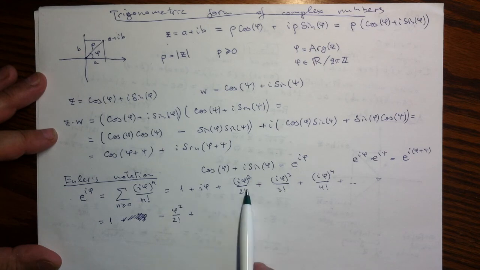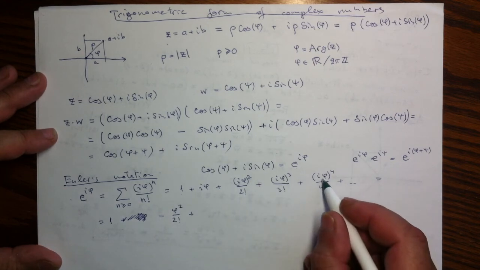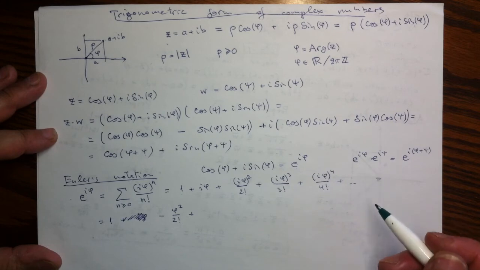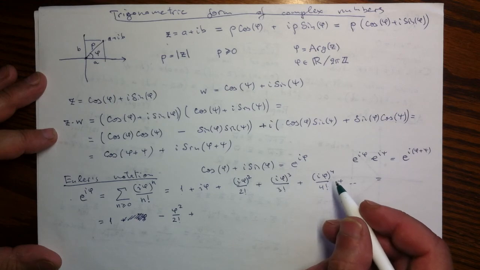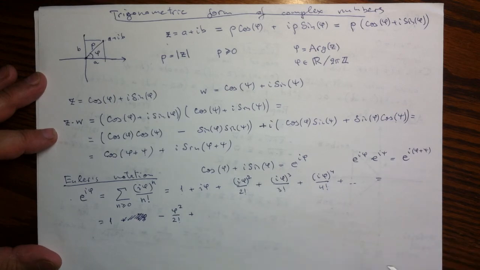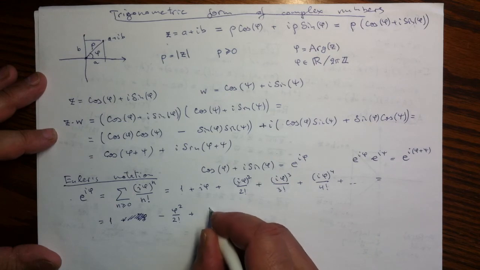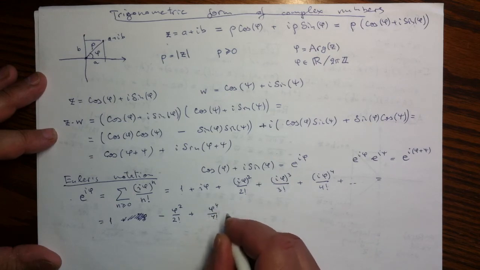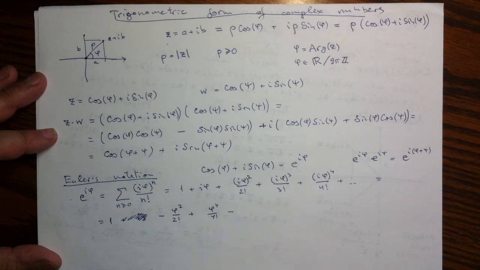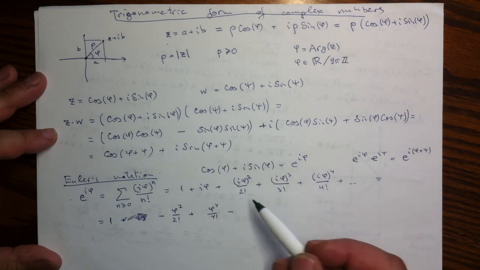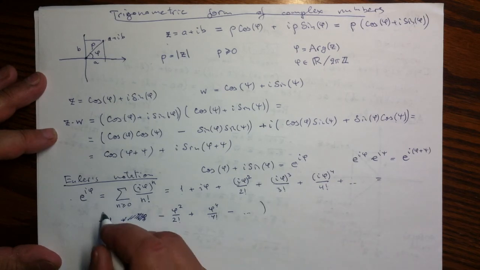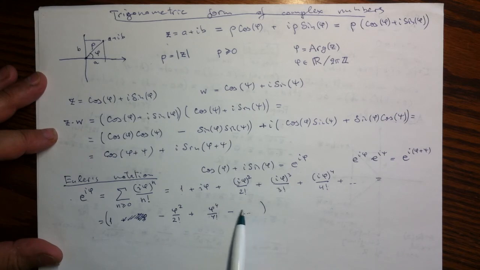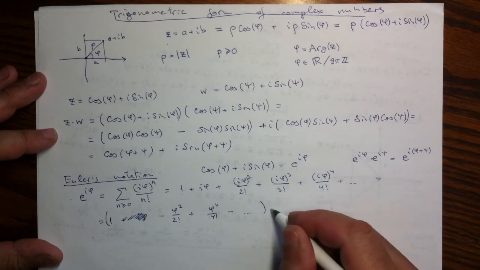I'll have the 0th power, then the square, then the 4th power. What is the 4th power? It is the 4th power of i times the 4th power of phi. And i to the 4 is 1, because i squared is -1, so the square of -1 is positive. And then you can see what is going to happen. The next one will be negative again, because it will be the 6th power of i in front of phi to the 6, and that is minus again. And the signs will alternate.